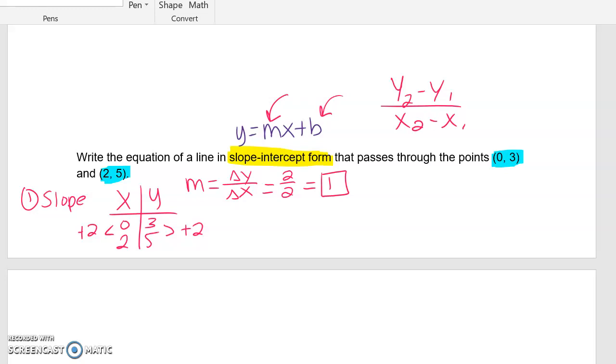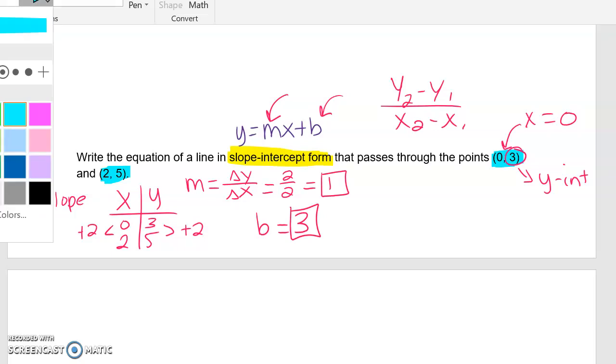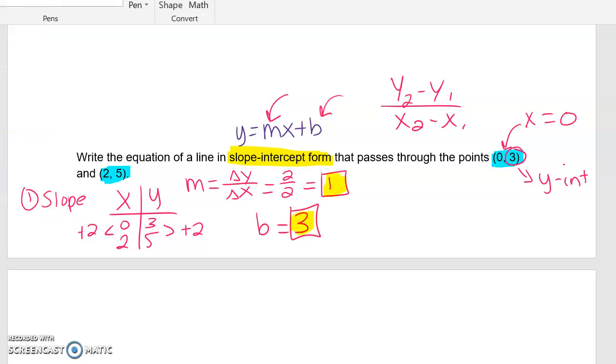So in this problem, we're actually pretty lucky. We know that our y-intercept is always where x is equal to 0. So if you look at the point we're given, our x is 0. So we can assume that this 3 is our y-intercept. All right, so my b, or the second piece of information that I need, is 3. So I'm going to take those 2 elements, plug them into slope-intercept for a final answer of y equals 1x plus 3.